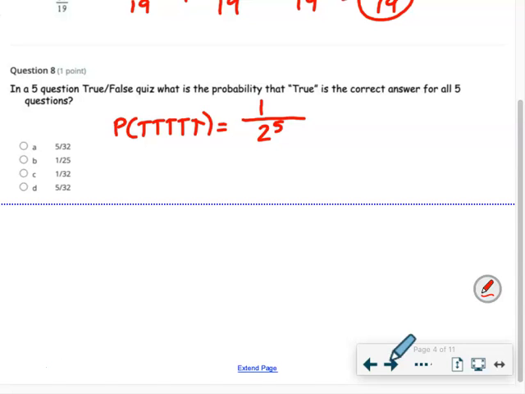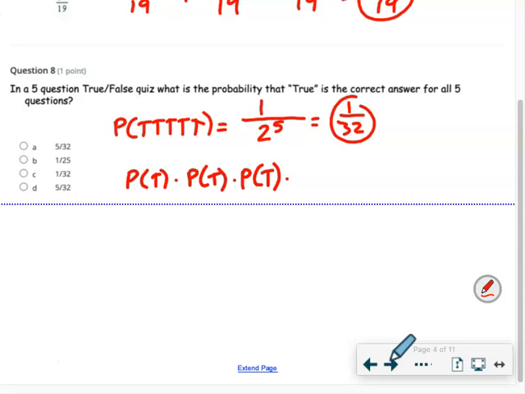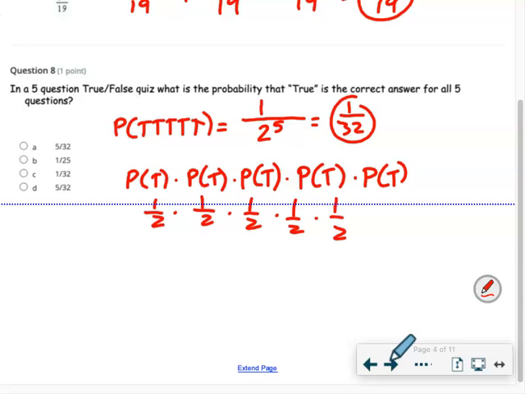So to count up the number of answer keys, it would be 2 times 2 times 2 times 2 times 2, which gives us 32. So this is 1 over 32. Another way you could have thought about it is the probability of true 5 times in a row. Each one of these will be 1/2, so 1/2 times 1/2 times 1/2, 5 times in a row, which is still 1 out of 32. There's a couple ways you can do that problem. The answer is 1 out of 32.